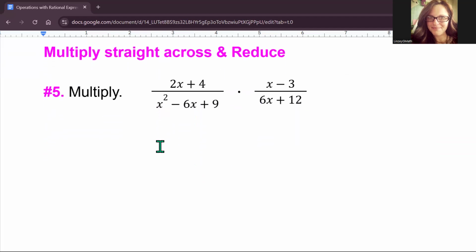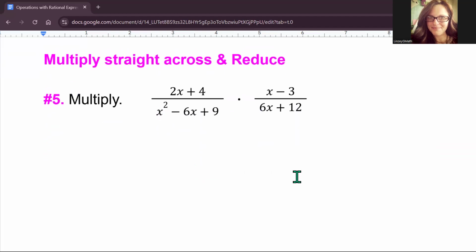Multiplying. Multiply fractions, multiply straight across. You don't need a common denominator. However, I am going to factor first. I'm going to factor out the greatest common factor.